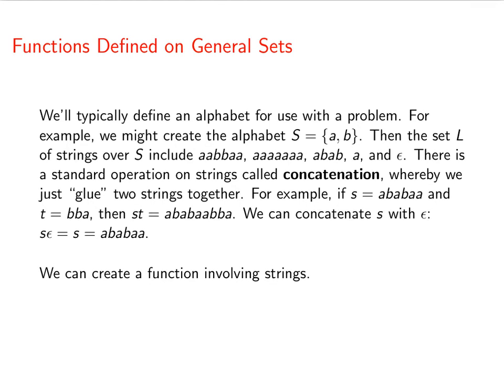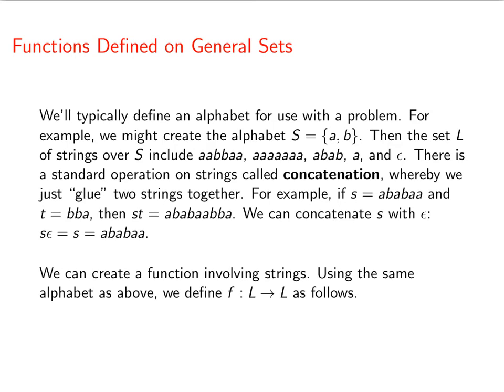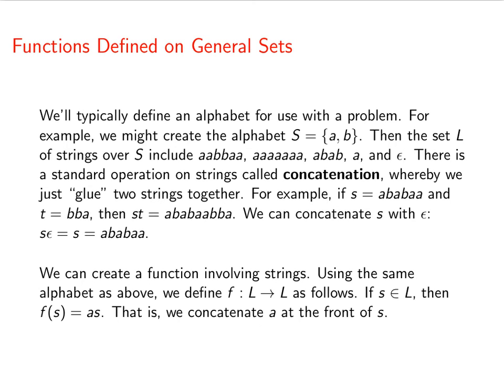All right, let's make a function that involves strings. So we'll use the same alphabet as before. That's just got two letters in it, A and B. We'll define a function from L to L. Remember that L is the set of all strings. They are finite strings, and L includes the empty string. So if S is a string in L, then f of S is equal to AS. So that means we're concatenating A at the front of S.